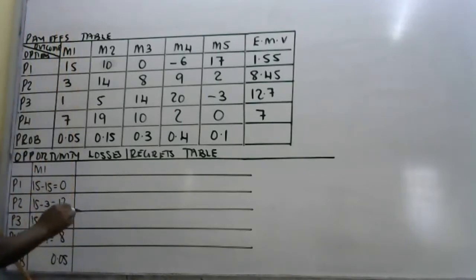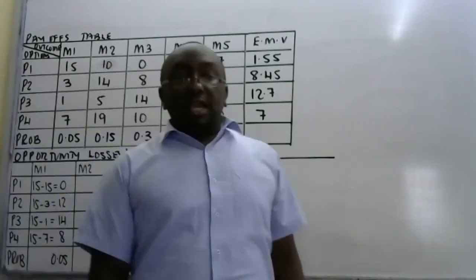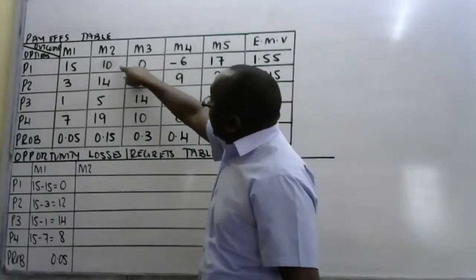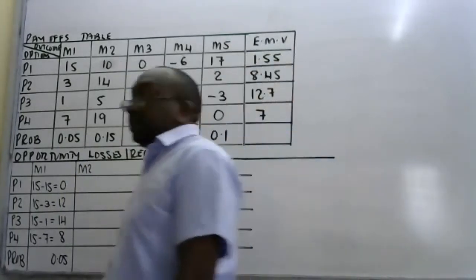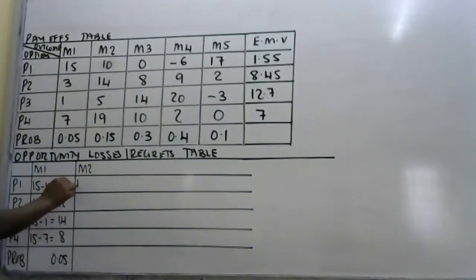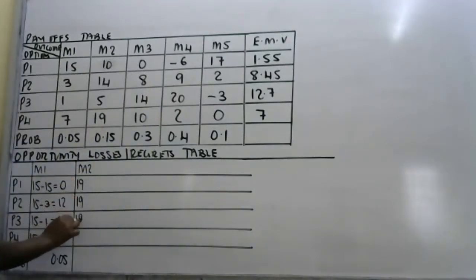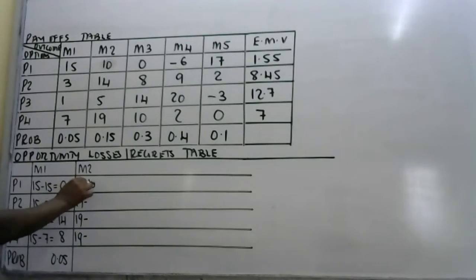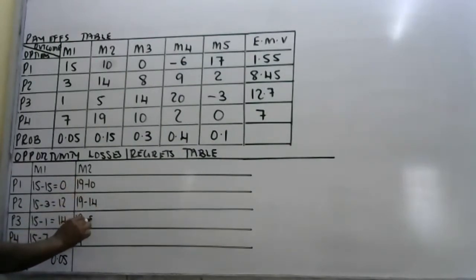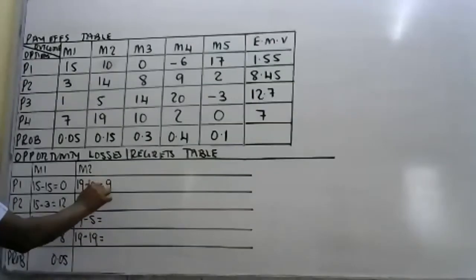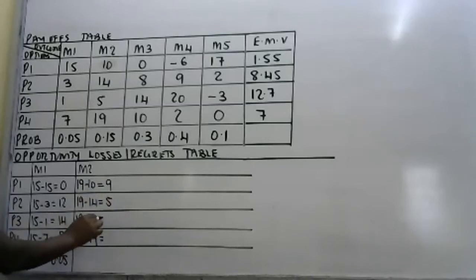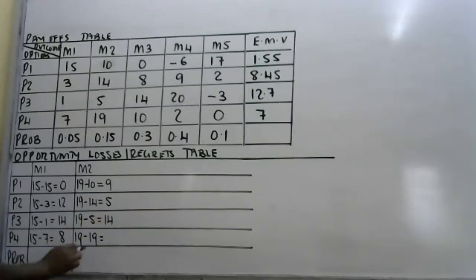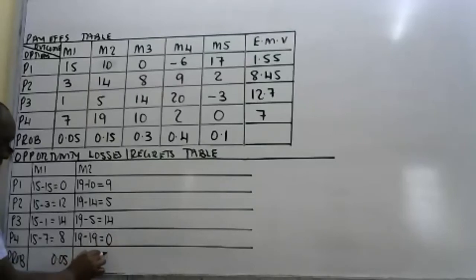That is M1. Then you go to the second outcome, M2. When you go to the M2, you pick the highest in this column. The highest is 19. So you record it everywhere this way. Then you subtract the others. So the others are 10, 14, 5, and 19. And this is equal to 9, this is equal to 5, this is equal to 14, this is equal to 0, and the probability is 0.15.